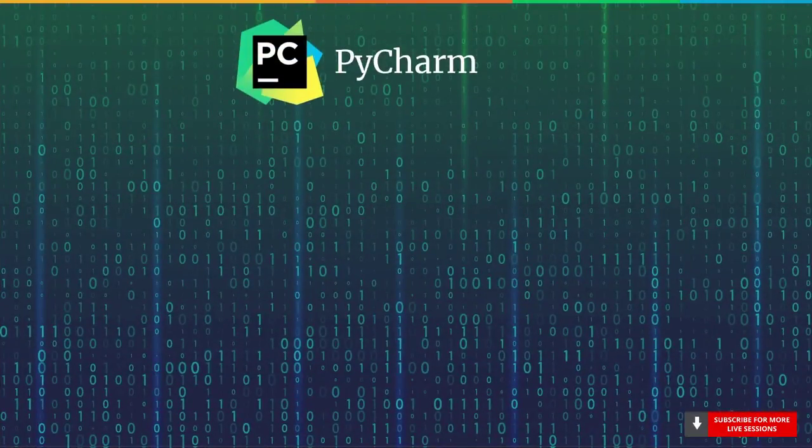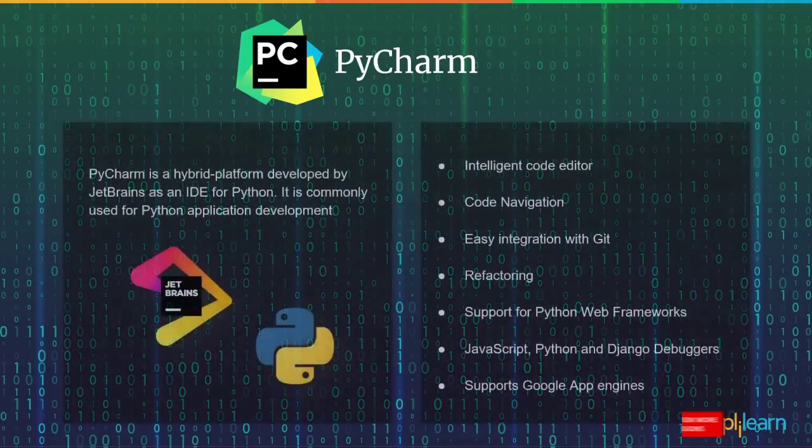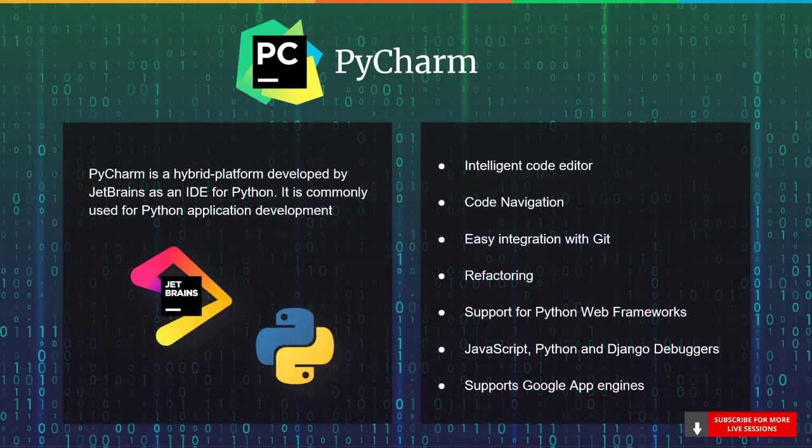Next up, we have PyCharm. PyCharm is a hybrid platform developed by JetBrains as an IDE for Python. It is commonly used for Python application development. Some organizations such as Twitter, Facebook, Amazon, and Pinterest use PyCharm as their Python IDE.